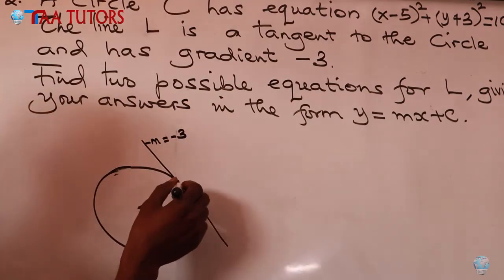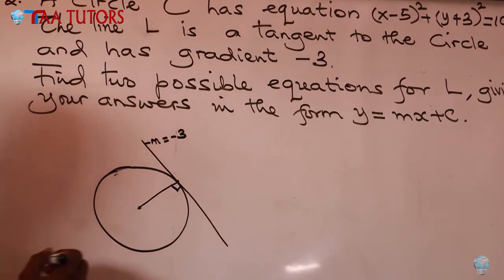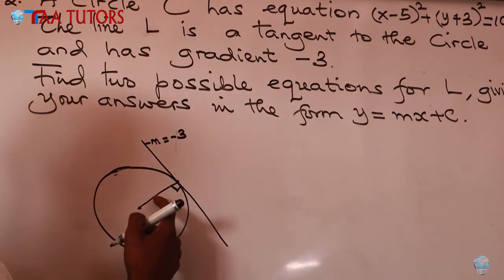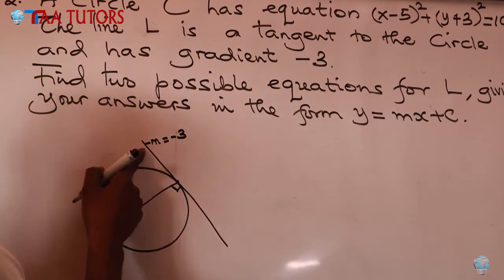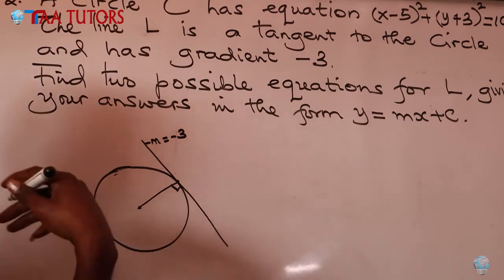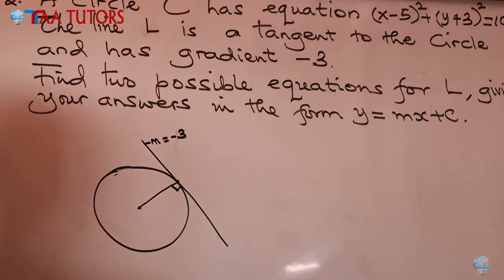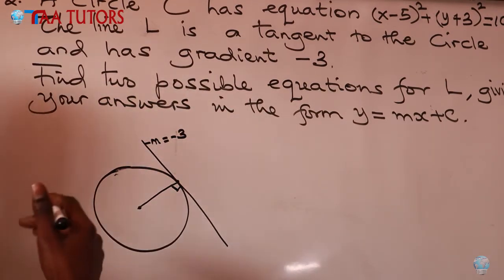So what about the gradient of this other one here? The gradient, we know how we are going to get them. The product of the gradient of this one times the gradient of that one should give us negative 1. But we have been asked to give two possible equations, meaning two possible tangents.